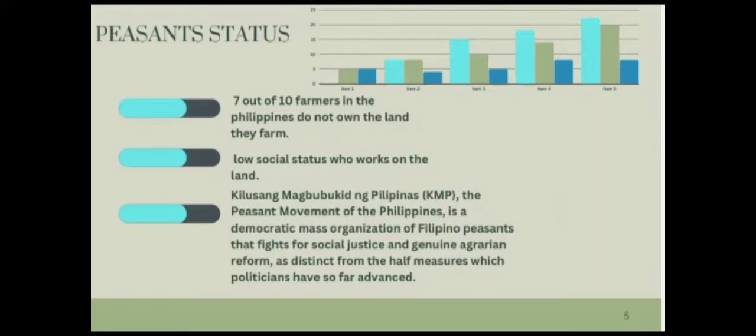Peasant status: 7 out of 10 farmers in the Philippines do not own the land they farm. They are of low social status and work on the land. Kilusang Magbubukid ng Pilipinas, also known as KMP, the Peasant Movement of the Philippines, is the democratic mass organization of Filipino peasants that fights for social justice and genuine agrarian reform, as distinct from the half measures which politicians have so far advanced.